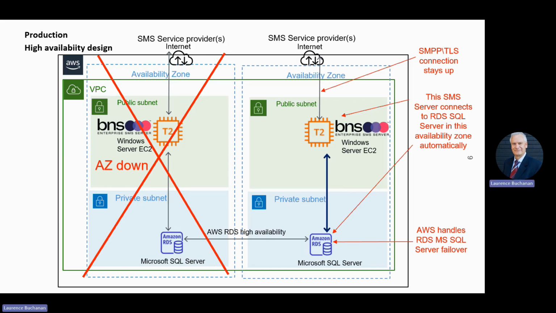So what happens if AZ on the left goes down, which we can think about as prod? So it's gone down. So EC2 has gone down, RDS has gone down, Amazon detects it, fails over SQL onto the right-hand side. So now we've got that solid line. So the Windows server on the right-hand side, software says, okay, I cannot access SQL.